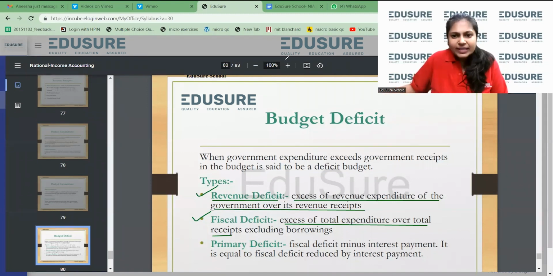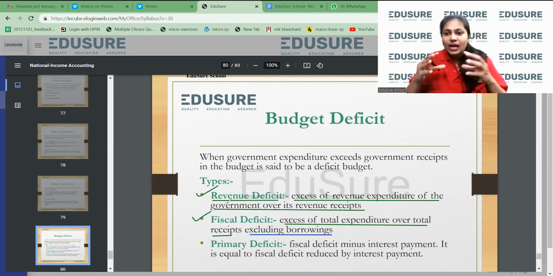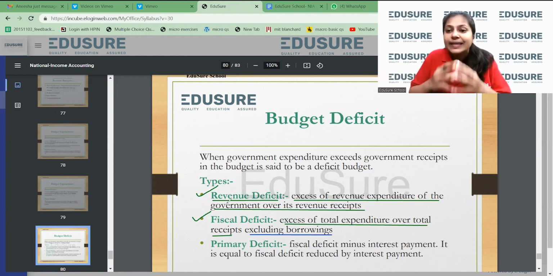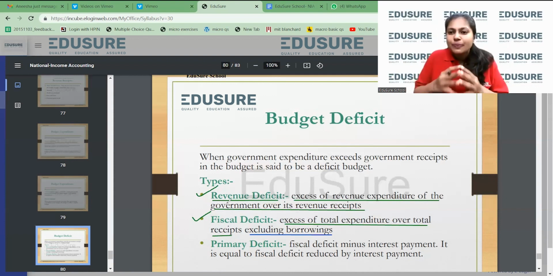Now, one thing we exclude from this is borrowings. So you may ask, why are we excluding borrowings? Because when you include borrowings, borrowings will match the receipt and expenditure. If you exclude borrowings, then borrowings show you the gap between receipt and expenditure. So borrowings basically tell you what is the deficit. That is why we don't include the borrowings of the government.